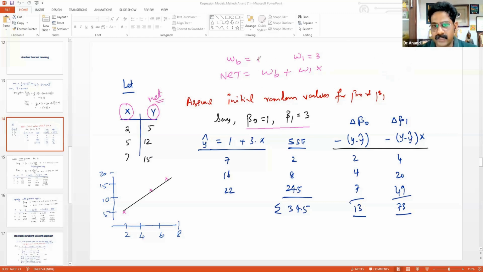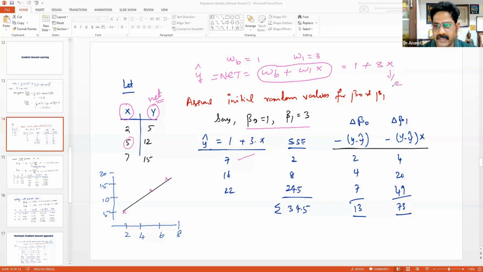For the given randomly selected bias and weight, let me calculate what my net is. The net is nothing but the y cap; basically the model is going to predict this value. So my y cap is WB plus W1x, so 1 plus 3x. The initial bias value is 1, the initial weight is 3. First I plug in 2 in this equation. Substituting x as 2, 2 threes are 6, 6 plus 1 is 7.